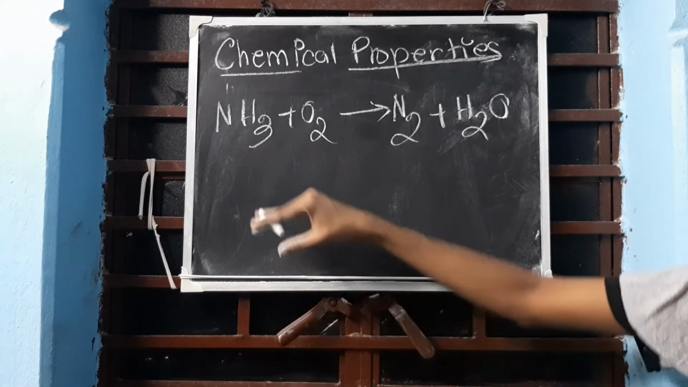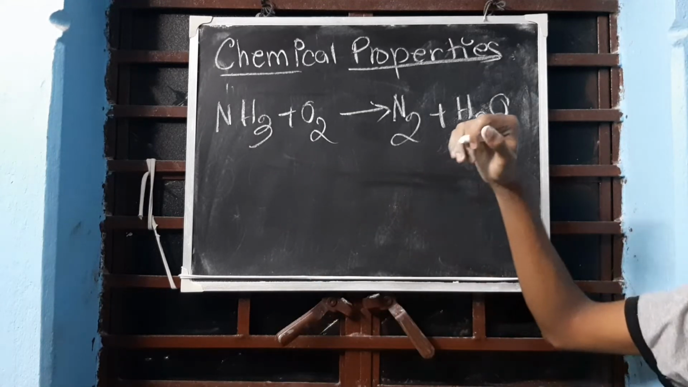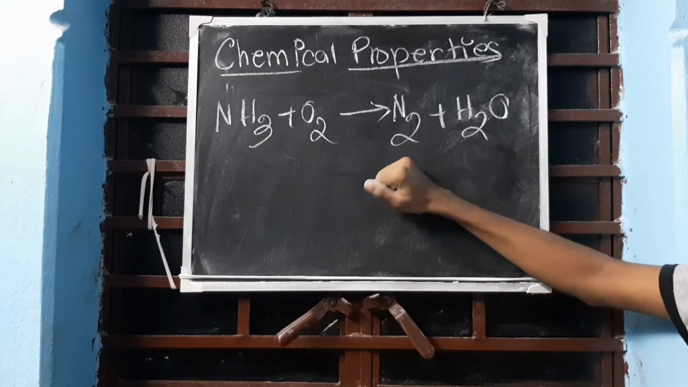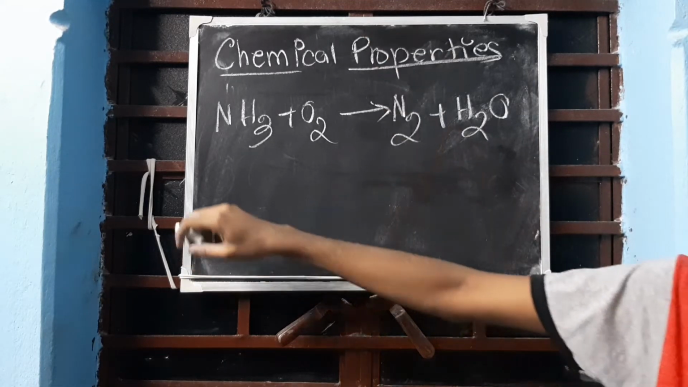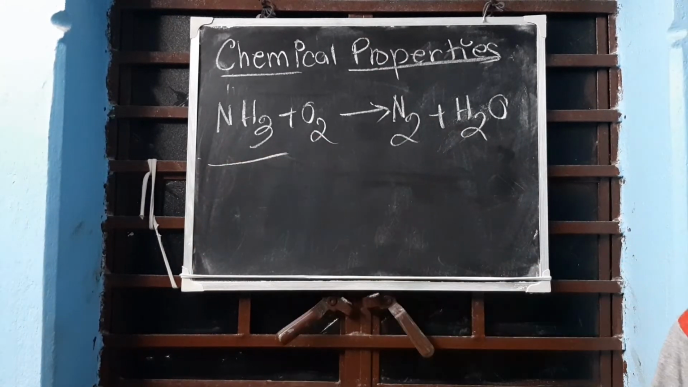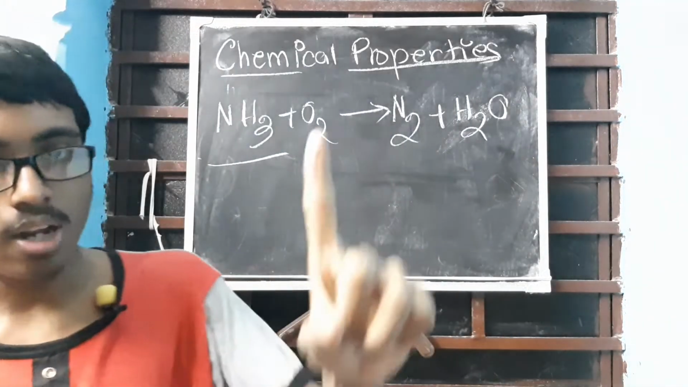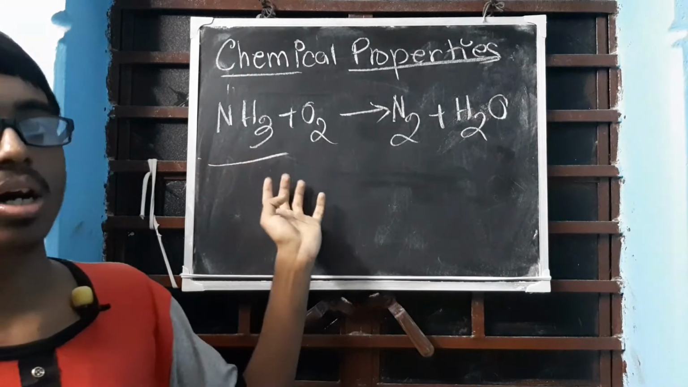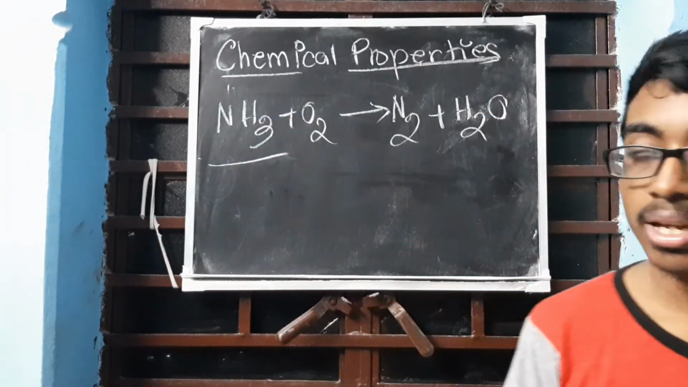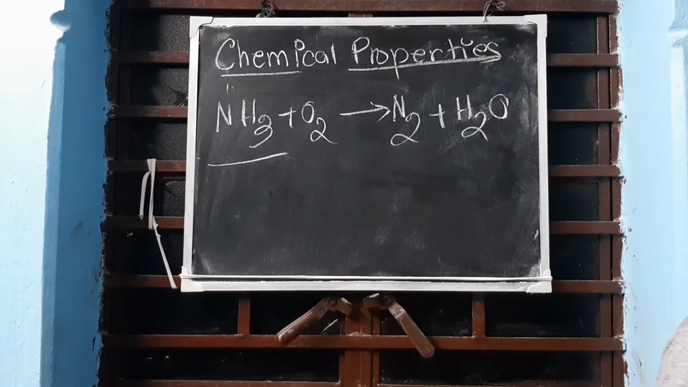Clear? What observation will you give for this? You cannot give any observation for water. You have only one observation for ammonia. That is not pungent smell, but it burns with a greenish yellow flame. One observation only. Ammonia burns with greenish yellow flame. Clear? Next, catalytic oxidation.